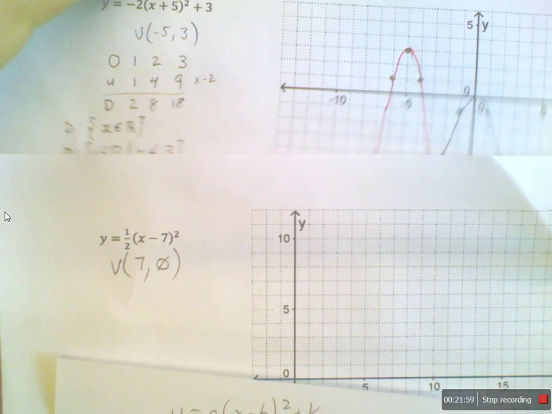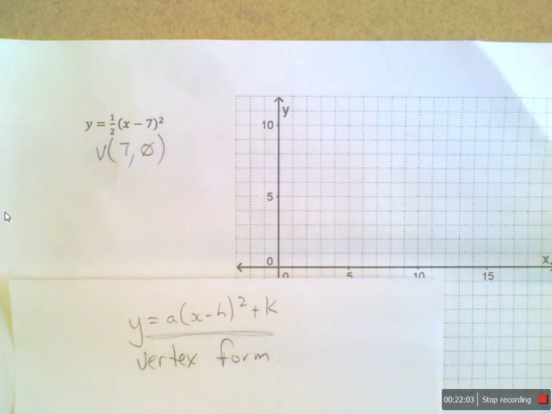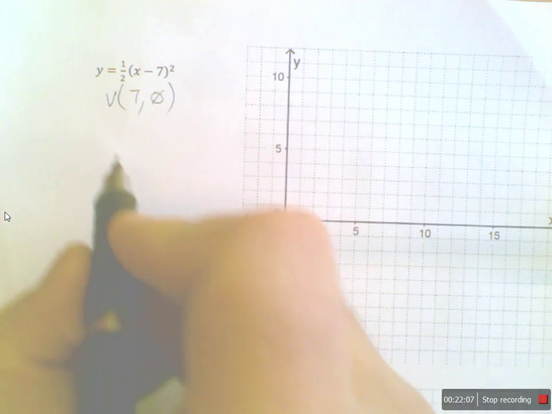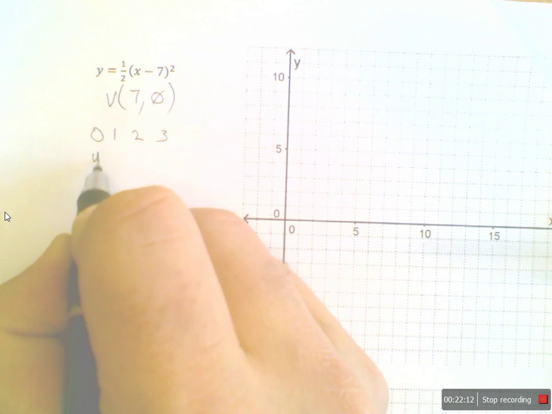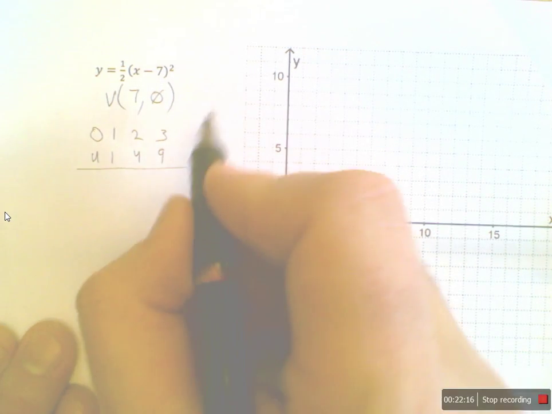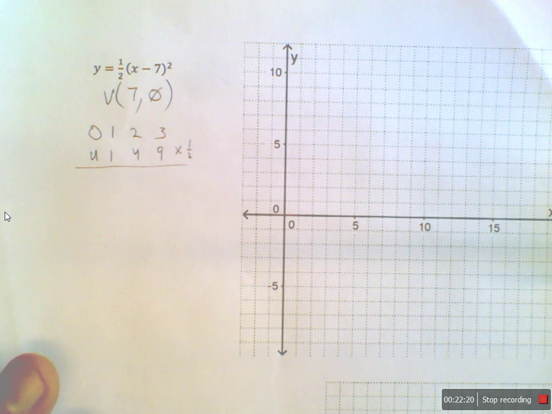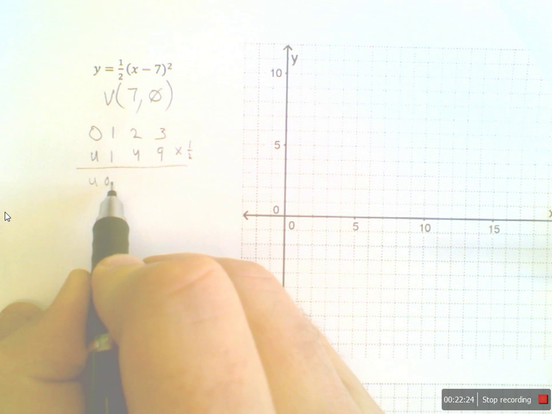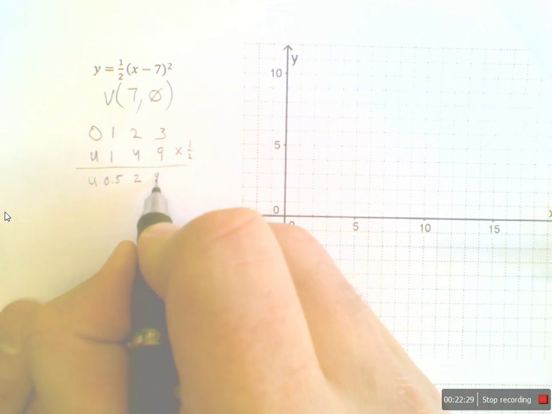And then what else is left? The 1/2. So what does that do? That's the a value. It always impacts our growth pattern. So over 1, 2, 3, up 1, 4, 9. But I'm going to take all of those and multiply by 1/2 or 0.5. It's fine to use decimals. And so I go up 0.5. 4 times 1/2 is 2. 9 times 1/2 is 4.5.